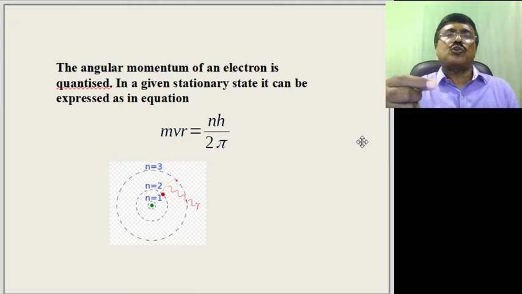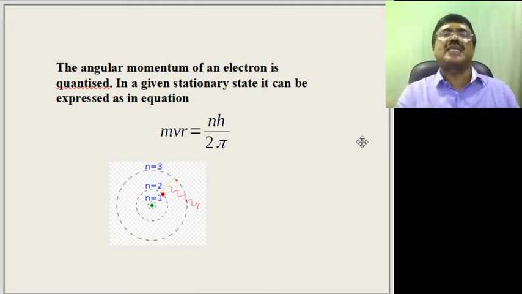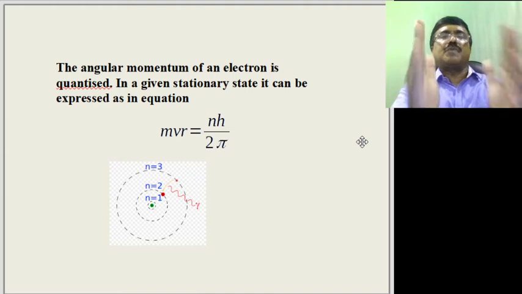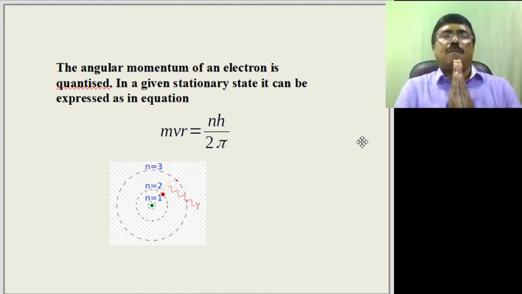So, first orbit, angular momentum is h by 2 pi. Second orbit, angular momentum is 2h by 2 pi. That is h by pi. Third orbit, it is 3h by 2 pi. Fourth orbit, it is 4h by 2 pi. Only such orbits are allowed. This is the most important point or postulate regarding Bohr model of atom.